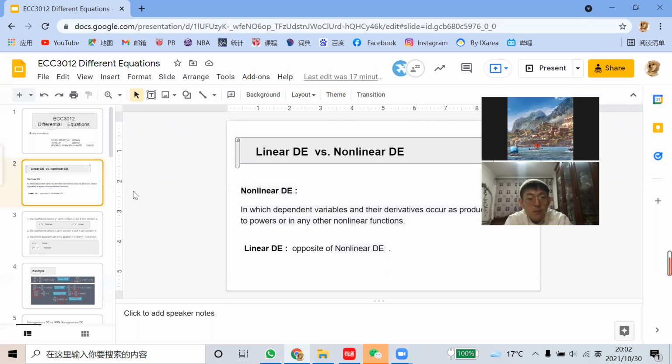Okay, I'm going to start by introducing linear differential equations and nonlinear differential equations, in which the dependent variables and their derivatives occur as products, raised to powers, or in any other nonlinear functions. That's the property of nonlinear differential equations, and the linear differential equation is the opposite of nonlinear differential equations.